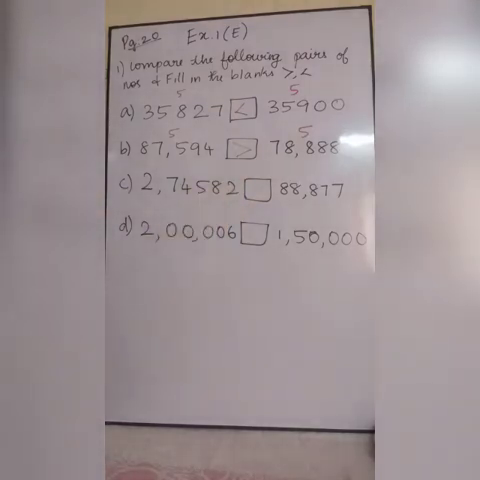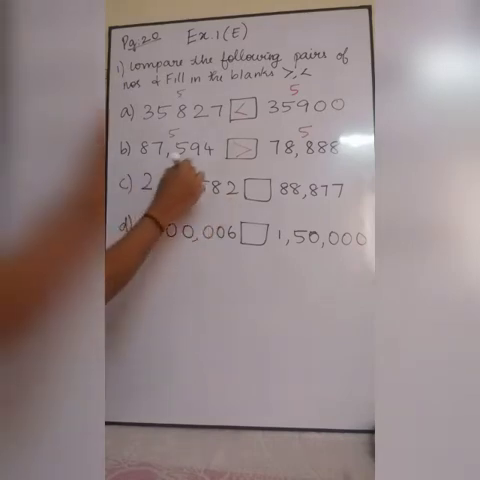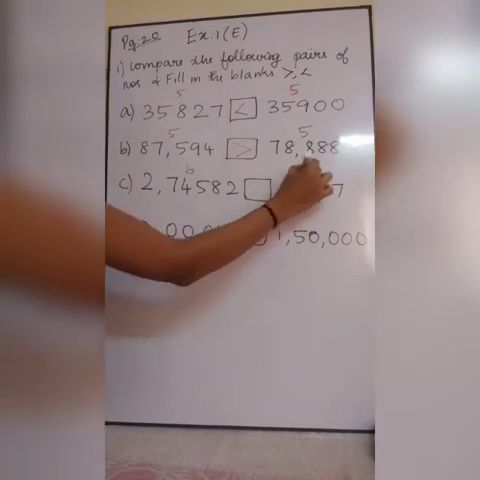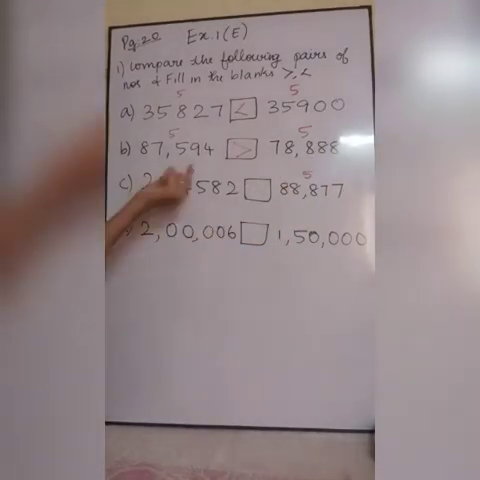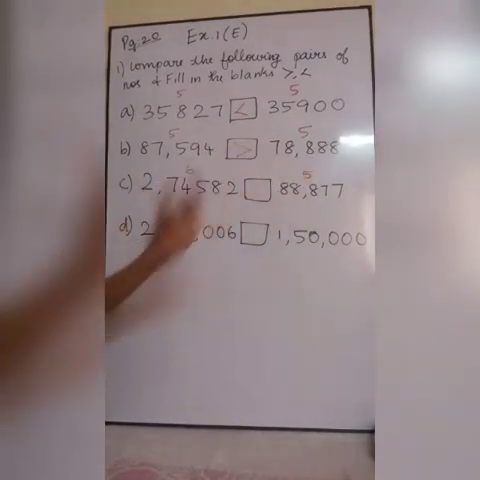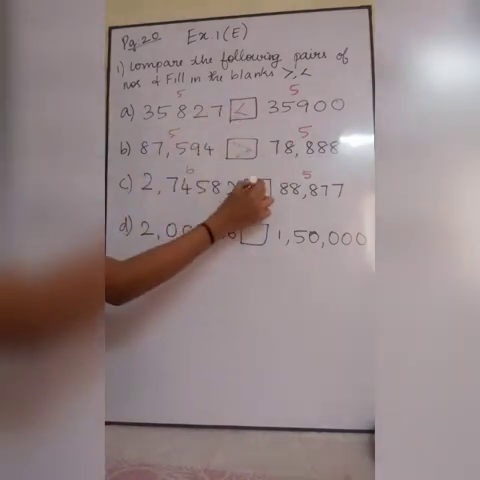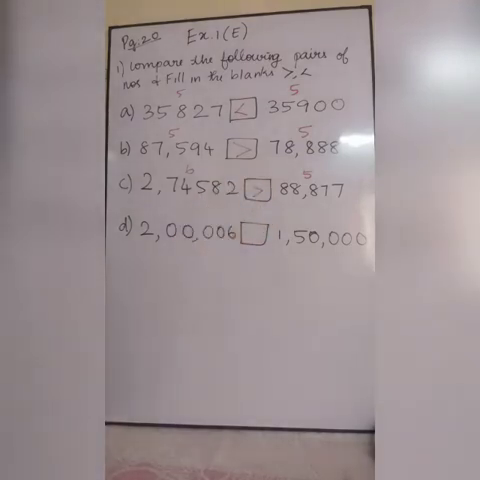Okay. Next. 1 2 3 4 5 6. 1 2 3 4 5. So which is greater? 6 is greater or 5 is greater? 6. So this number has more digits than that number. So I can write that this is greater.